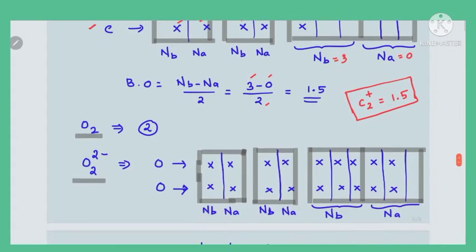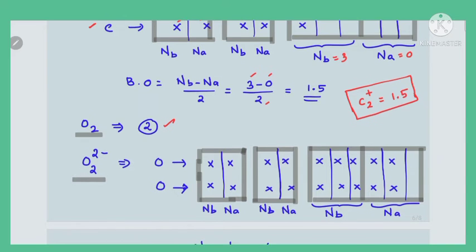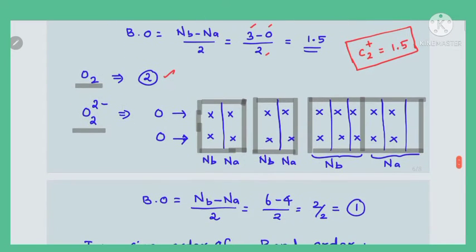Similarly, we can go for oxygen. The oxygen bond order calculation I have done in the previous video. If you watch it, you can easily understand how the bond order of oxygen is 2. Then let us calculate for the O2 2 minus ion, an oxygen molecule with 2 extra electrons.